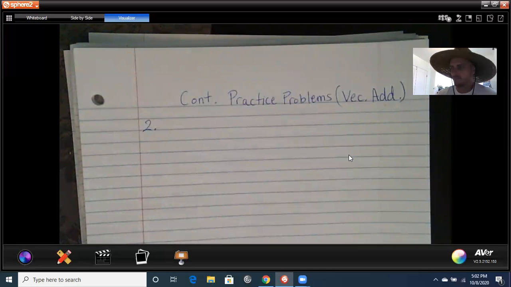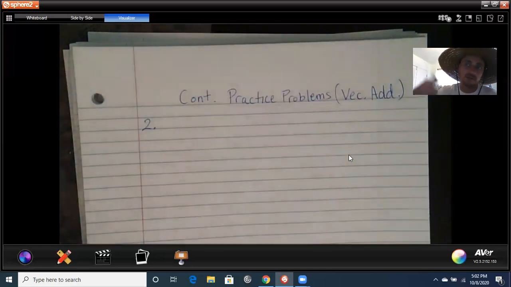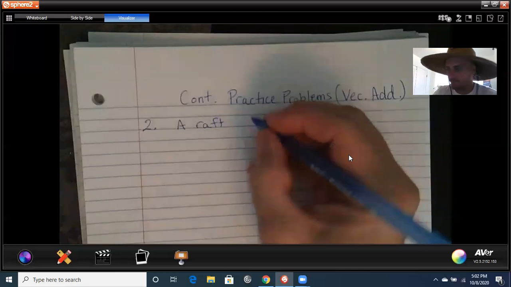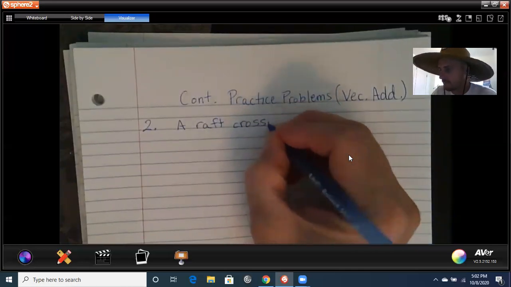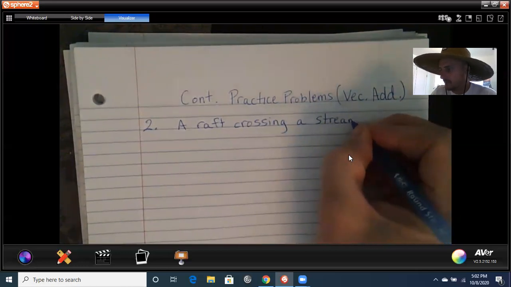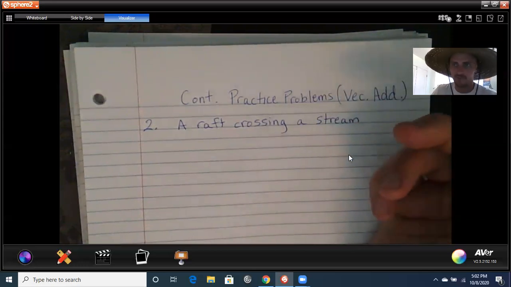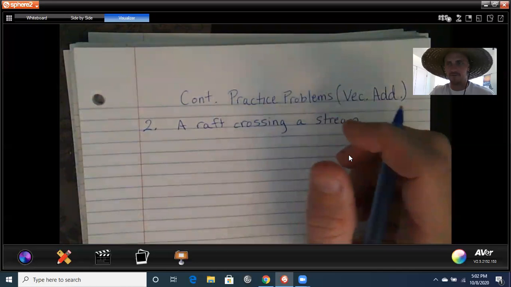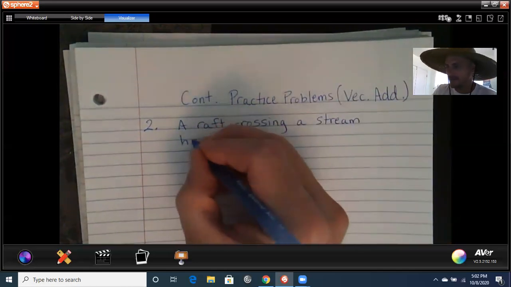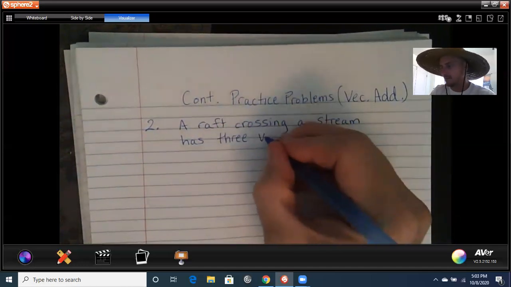But again, this idea of vector addition works for any type of vector. It doesn't have to be displacement vectors. Let's do a velocity problem. So we got a raft crossing a stream. In this raft, I should have said a boat. This raft has a motor. I know rafts don't usually have motors, but suspend your disbelief. This one does. So a raft crossing a stream has 3 velocity vectors acting on it.